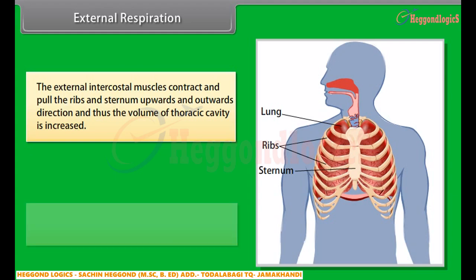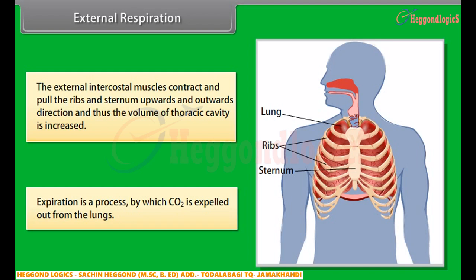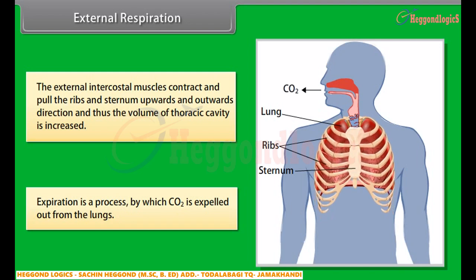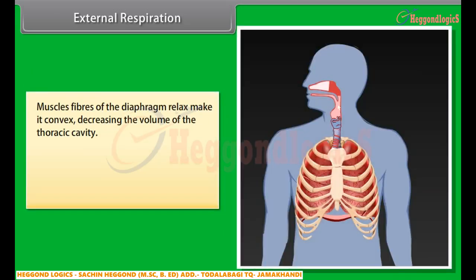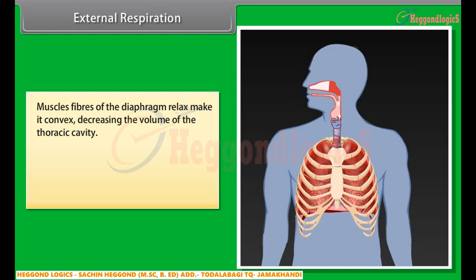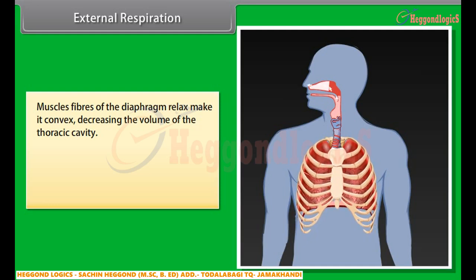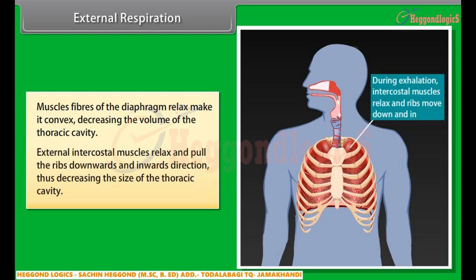Expiration is a process by which CO2 is expelled from the lungs. Muscle fibers of the diaphragm relax, making it convex, decreasing the volume of the thoracic cavity. External intercostal muscles relax and pull the ribs downwards and inwards, thus decreasing the size of the thoracic cavity.